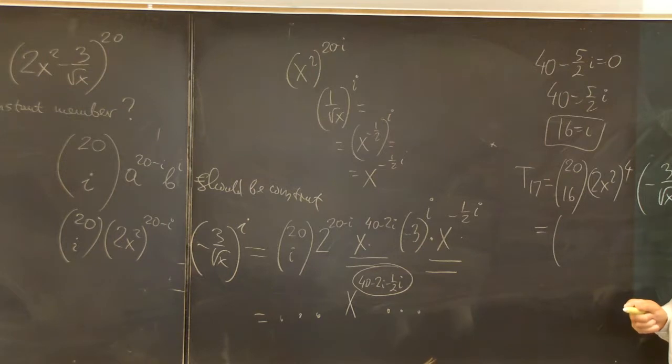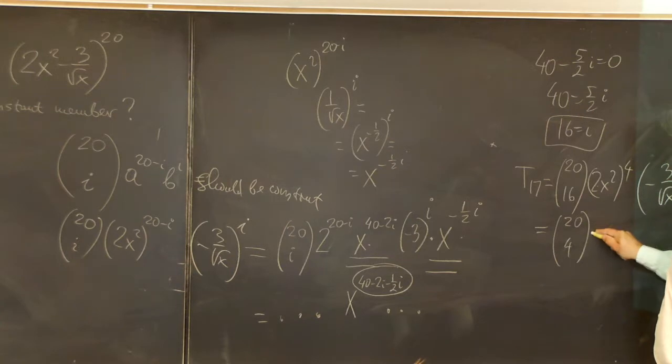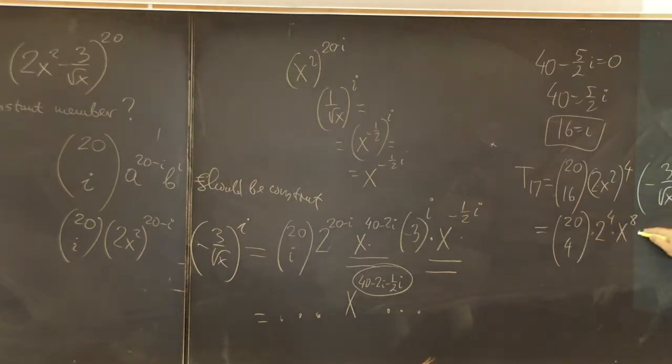What's better? 20 choose 4. Then times 2 to the 4th times x to the 8th times 3 to the 16, because the negative disappears, over x to the 8th. Because the square root of x to the 16 is x to the 8th, and x to the 8th cancels, so we did a good job. Here's our answer. So that member is huge. So the 17th member in this binomial expression is equal to this.